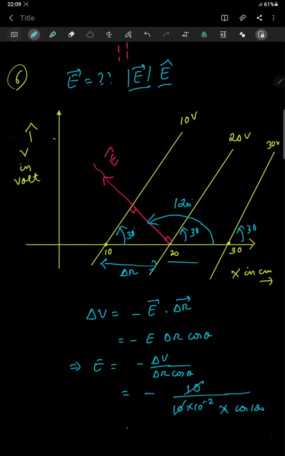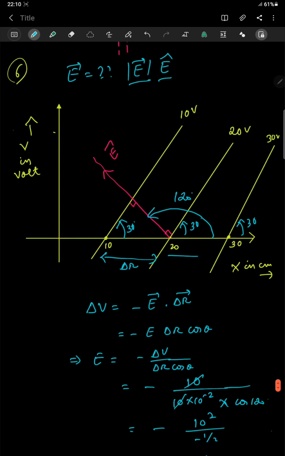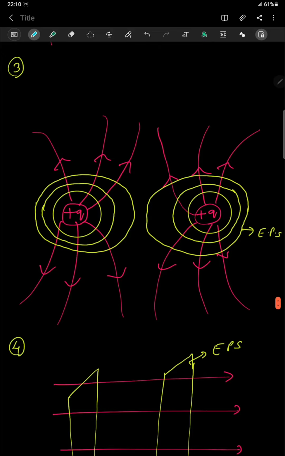So 10, 10 gets cancelled out. Minus 10 to the power 2 divided by cos 120, which is minus half. So minus minus is gone. So it will be 200 volt per meter. Okay. This is your magnitude. And what about the direction? E cap, what is the direction? Direction is 120 degree with whom? With the x-axis. Okay.